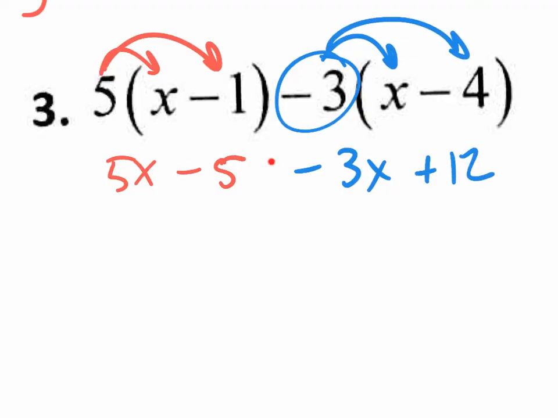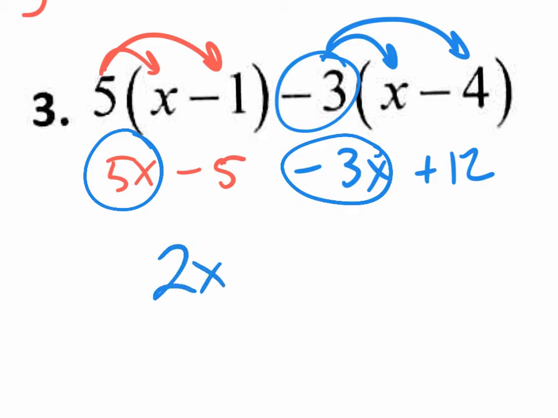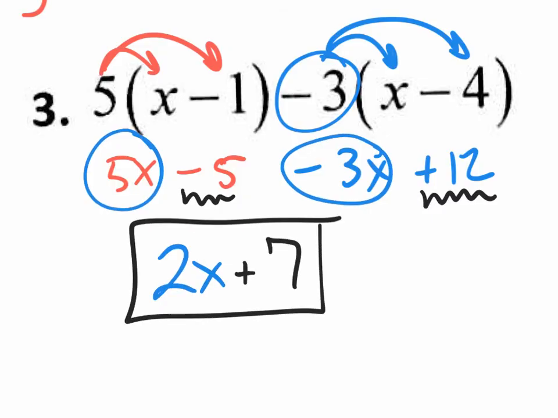Now, out of these 4 terms, I could combine which ones? 5x. There you go, the 5x and the minus 3x. So I want to circle the 5x, circle the minus 3x, and when I combine that in my mind, what do I get? 2 of those x's. And I could also combine the minus 5 with the plus 12. I owe 5, I have 12, how do I end up? I have 7, so that's why I put a plus 7 right in front.